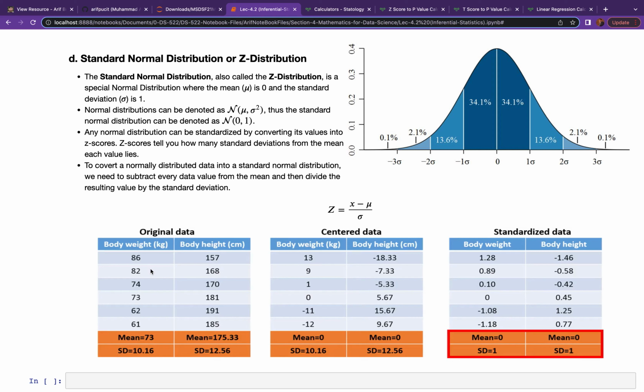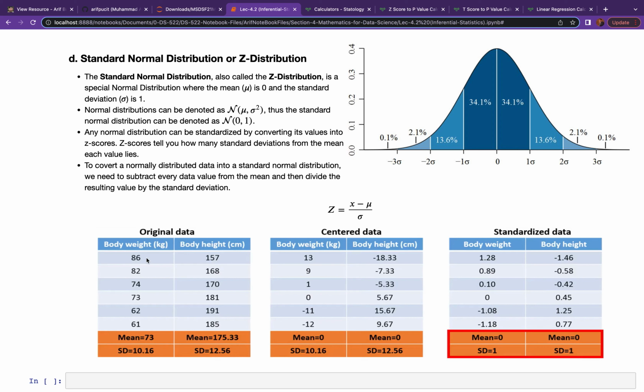Okay, consider this normally distributed data set shown in this left table, and over here just consider the body weight column, having these body weights with a mean of 73 and standard deviation of 10.16. This is a normally distributed data. Let's make it standard normal, let's standardize it, or let's make it as per the Z distribution using this formula, Z is equal to x minus mu over sigma.